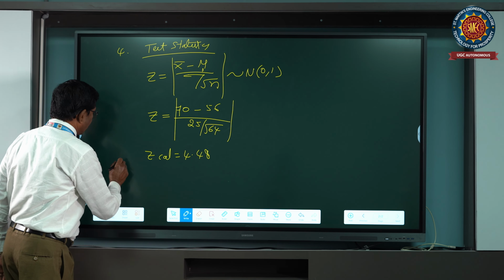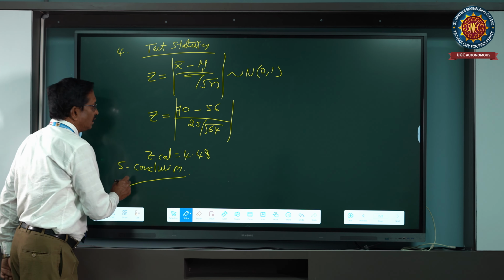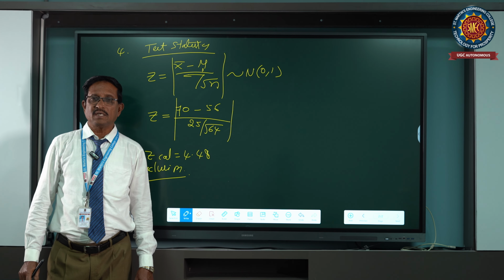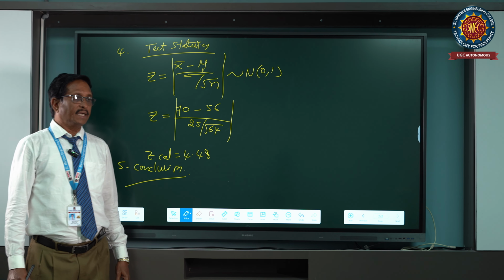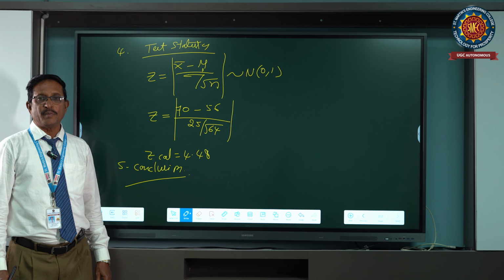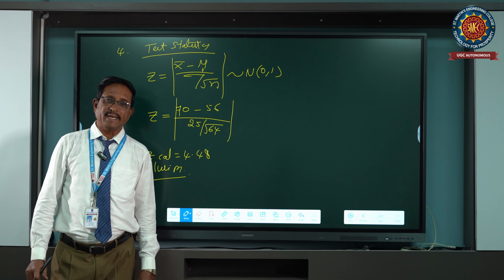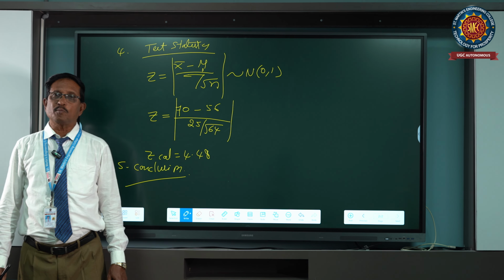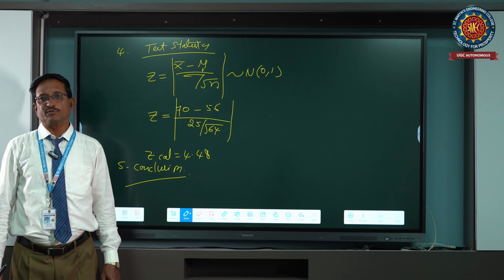Next, the fifth point is the conclusion. In this conclusion, from the above null hypothesis, alternative hypothesis and level of significance, we have to utilize this test. What is the Z calculated value? The Z calculated value is 4.48. Compared to the level of significance alpha, in step number 3 we have 1.96, which is called the Z table value, and the Z calculated value is 4.48.